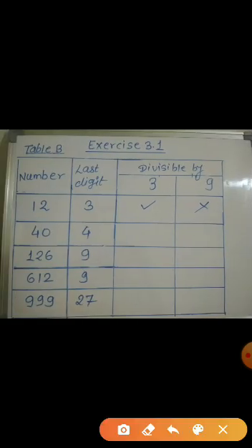Now come to table B. In this table, again 3 columns are given to you. The first column is of a number. The second column is of a sum of its digits. By mistake, it is written here last digit. Okay, it should be a sum of its digits. And in the third column, you have to check the divisibility of a number by 3 or 9. Okay. Again, for reference, one example has been solved.